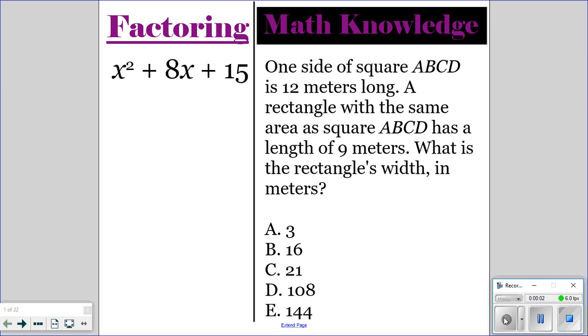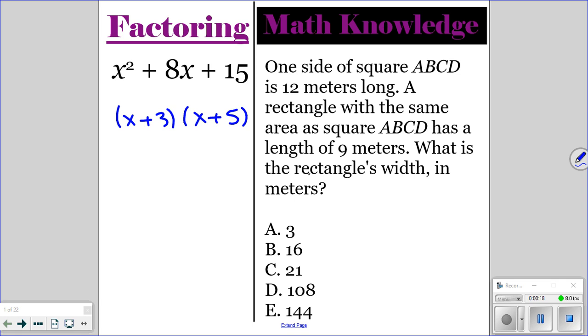Alright, so y'all go ahead and do the factoring and the math knowledge question for today. Pause the video, and then once everyone is finished, you can unpause the video, and I'll go over the correct answers. So for the factoring, you're going to have x plus 3 times x plus 5.